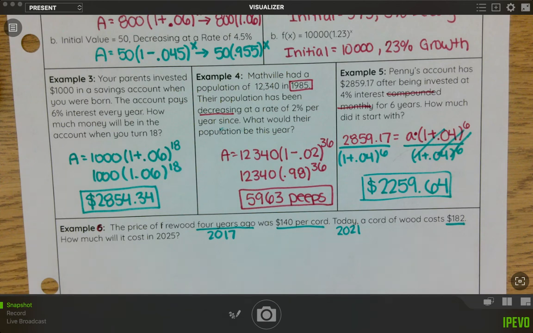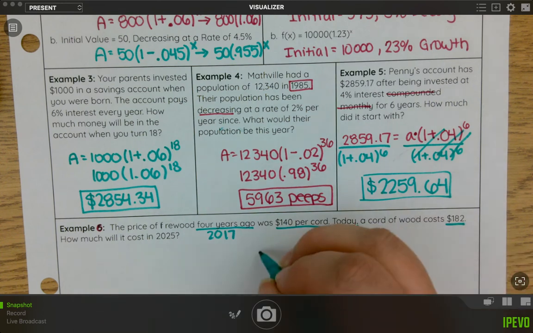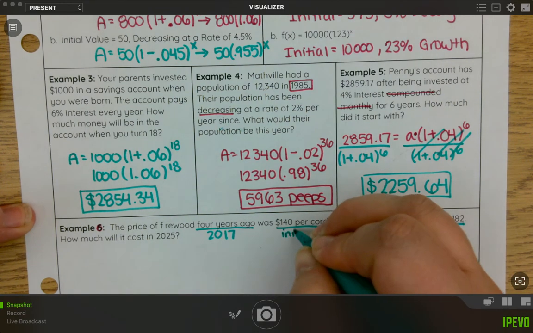Okay, so now we've got all of it in years. We know where it started and where it ended the first time and how many years it took. But what we don't know is the rate. At no point in here does it give you your percent rate. But this is your final amount. This is your initial.